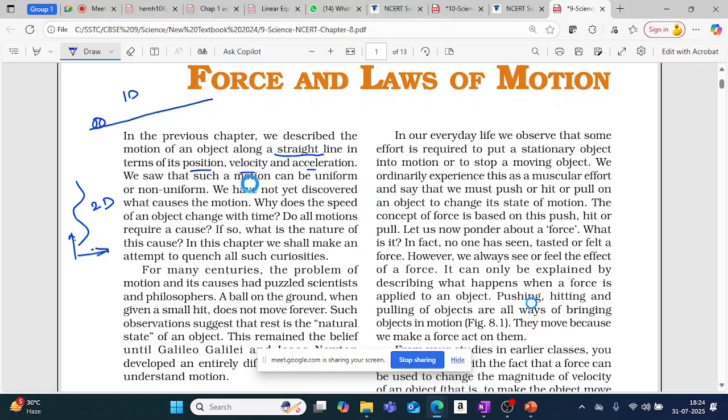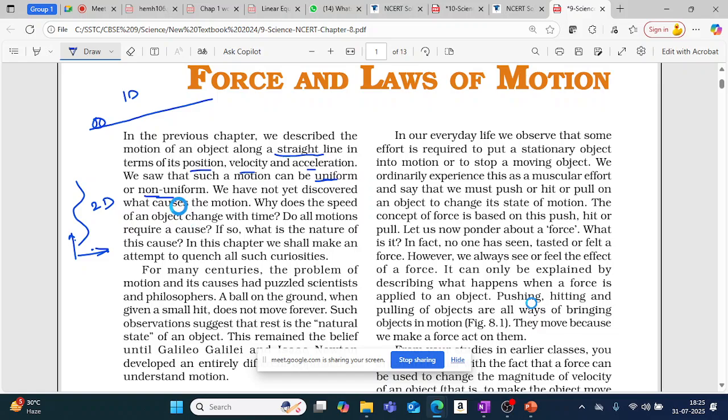We saw that such motion can be uniform or non-uniform. We studied that if an object travels equal distance in equal intervals of time, we call it uniform motion. If it is going fast, then slow, then stops, then again fast, then it is non-uniform motion. No problem with motion, uniform motion, non-uniform motion. Is there any difficulty with the definitions?